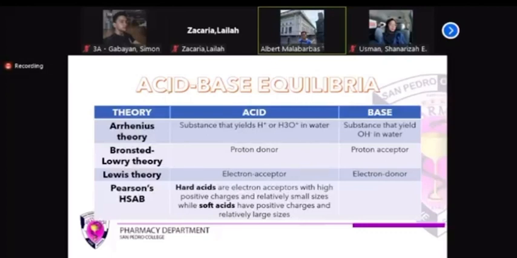Next, we have the acid-base equilibria. This is more on review. Arrhenius theory, Bronsted-Lowry theory, and Lewis theory. These are the three theories that are used to differentiate between acids and bases. Acid, they yield hydrogen ions or hydronium ions in water. Base, yield hydroxide ions in water. Bronsted-Lowry, acids are proton donors. Base, proton acceptors. Acids, for Lewis theory, electron acceptors. Base, for Lewis theory, electron donors.